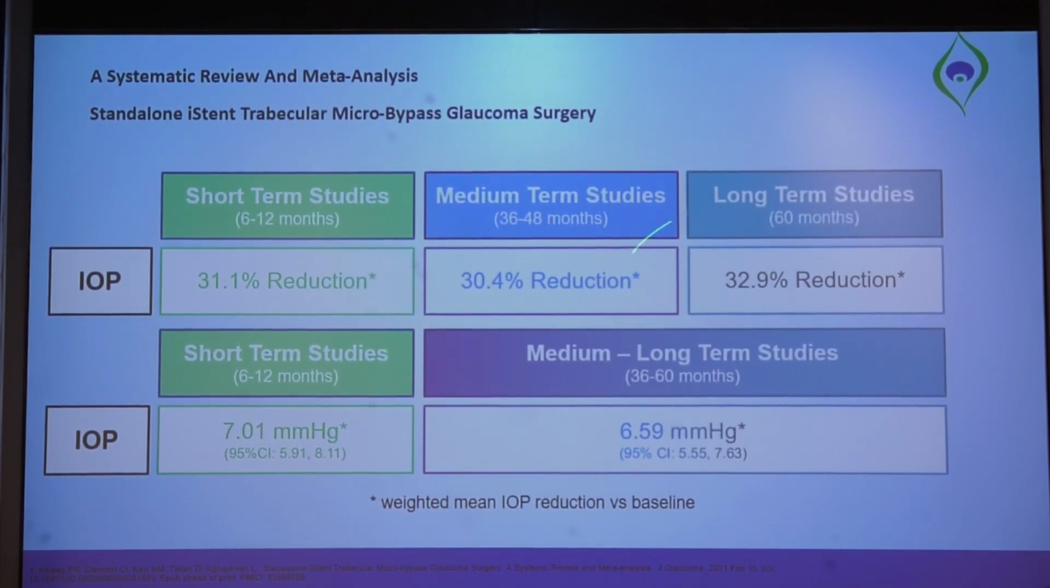Then this was a meta-analysis for eye stent surgeries, and this was over 60 months, so that was a pretty long period, and you can see a consistent 30% reduction in the IOP, and you can see there was a 7 millimeters of mercury mean IOP drop over 60 months.